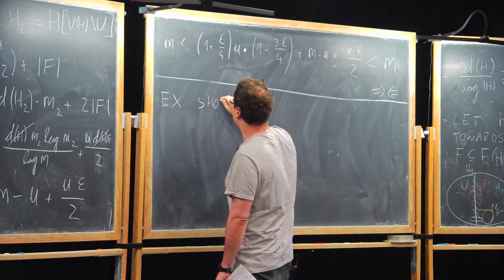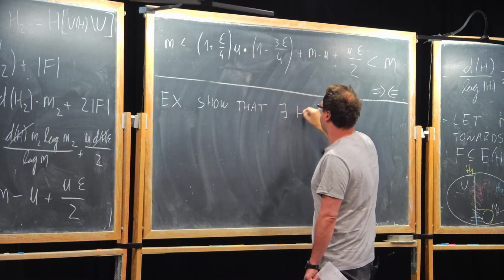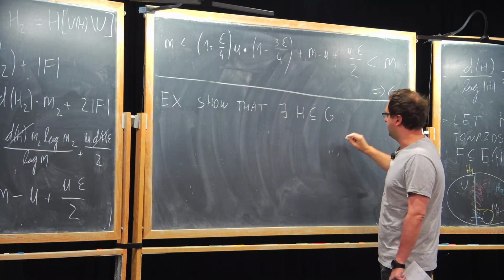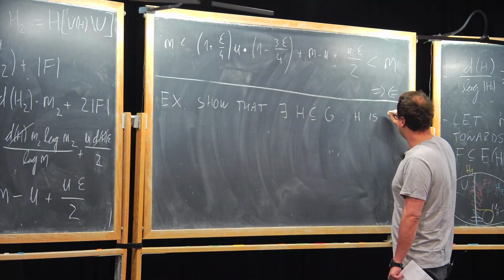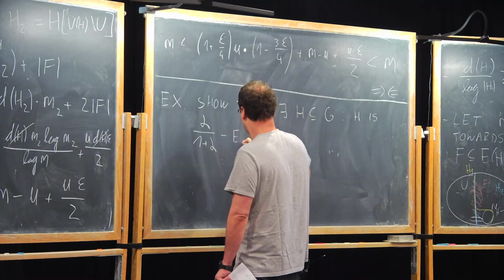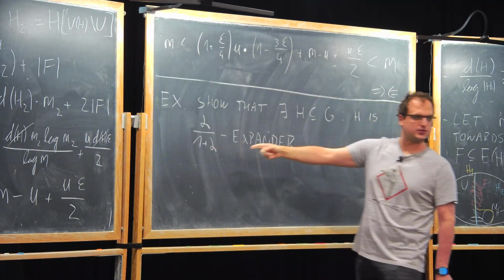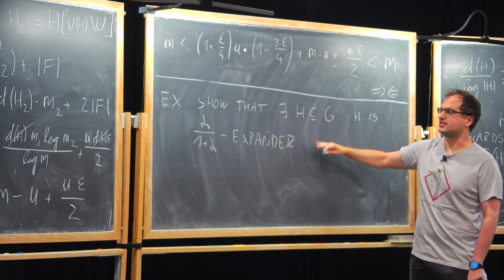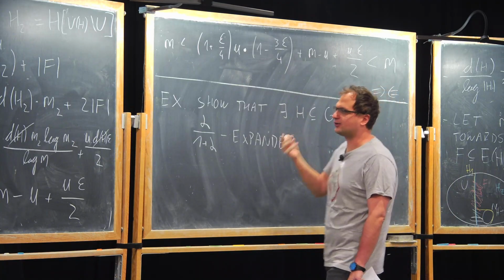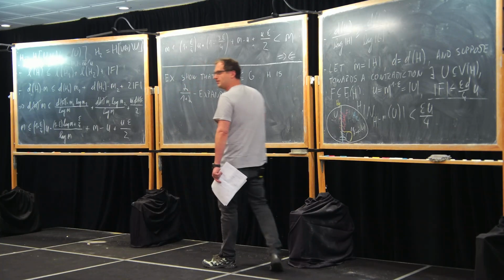Show that there exists H, a subgraph of G, such that H is an alpha over 1 plus alpha expander. And this, remember, was our constant factor expansion, none of this robustness. You can add robustness, that's exercise 2, but this will make the proof a tiny bit cleaner. Although the only thing that it makes cleaner is that this term goes away, which didn't really cause a lot of mess in the whole proof there.